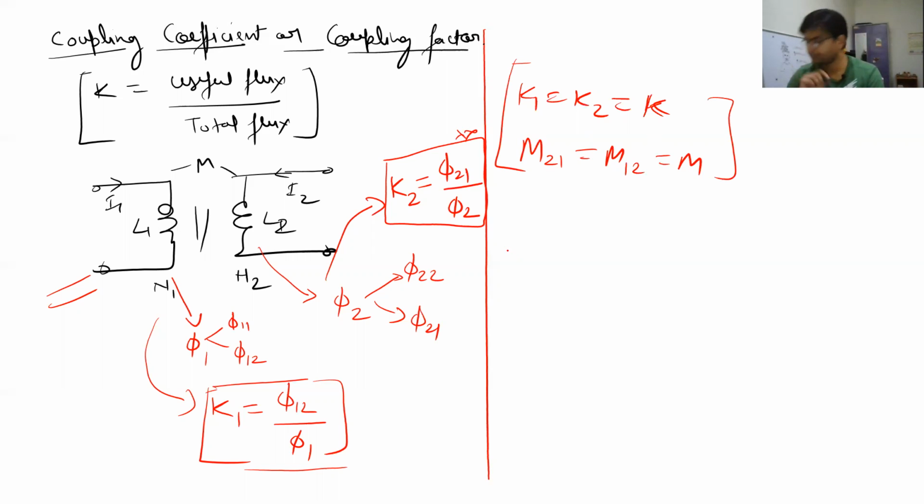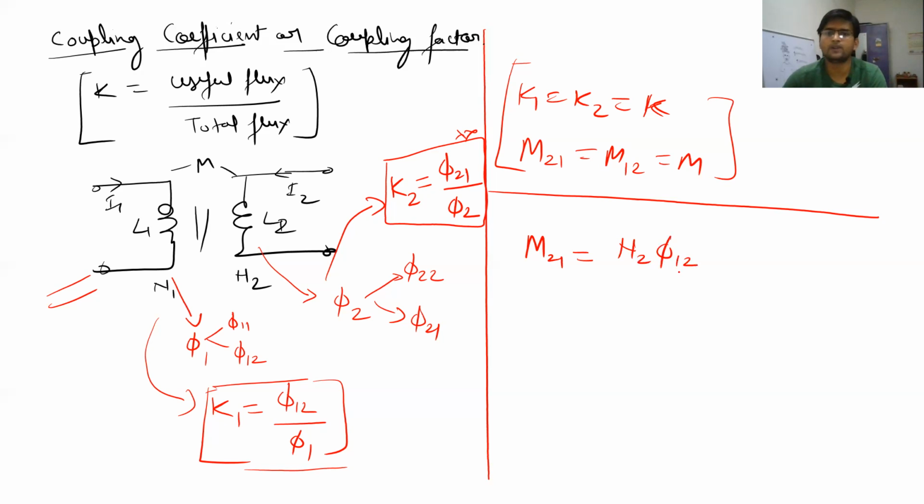Now let us move further and do some mathematics to relate these K value, M value, and L1 and L2. So you already know that M21 is equal to what was the value of M21? M21 is the mutual inductance in the secondary coil due to the flux coming from the primary coil. So M21 can be called N2 phi 12 divided by I1, right? So this is your equation 1.